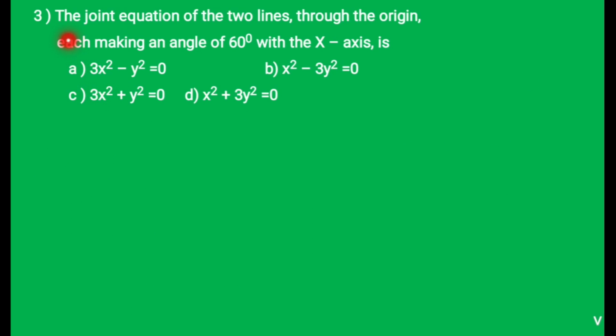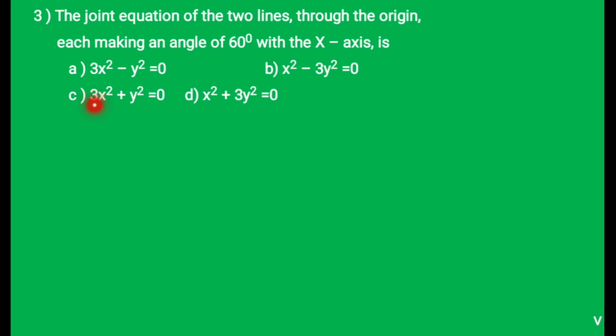Question third. The joint equation of the two lines through the origin, each making an angle of 60 degree with x-axis is. So you have to find the joint equation of two lines both passing through the origin, each make an angle 60 with x-axis.